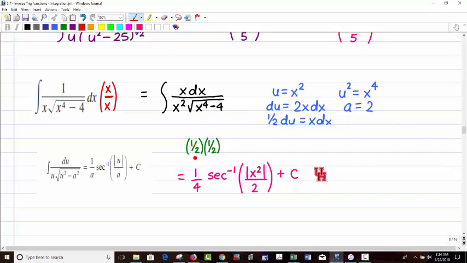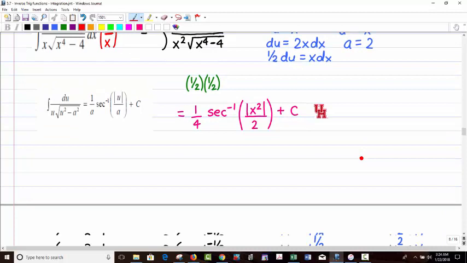And so that's this first 1/2. And the second 1/2 comes from the formula, 1 over a. So this 1/4 comes from the fact you have two 1/2s multiplied together, one from there and one from this 2 being right there. So 1/4 arc-sec of the absolute value of x squared, that is u over a, which is 2, plus C. So a couple of interesting techniques there, I think.